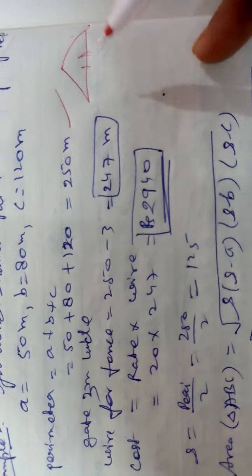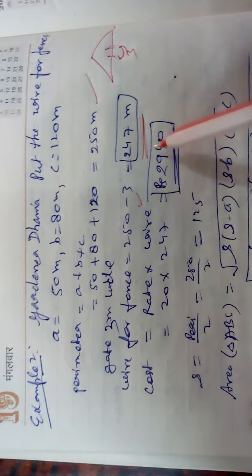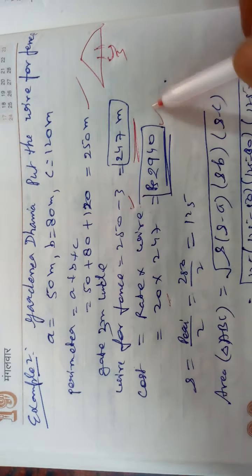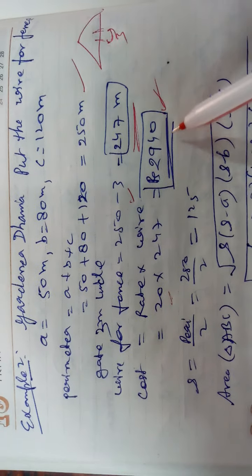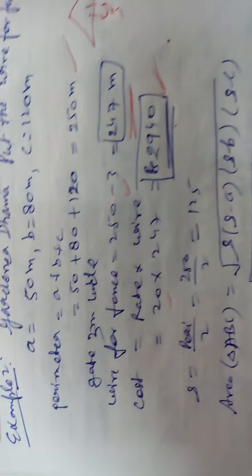But here is the gate. How much gate? 3 meter wide. Subtract the 3 meter, you are getting 247. 247 meter at the rate of 20, you will get 2,940 rupees for the barbed wire, means putting the wire.